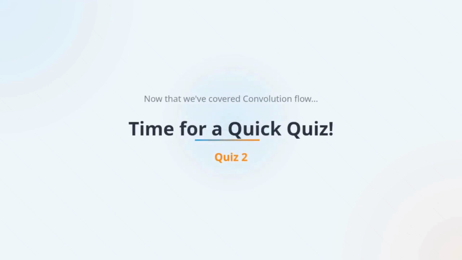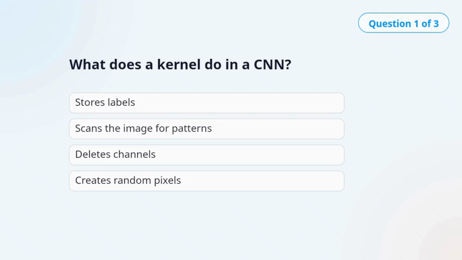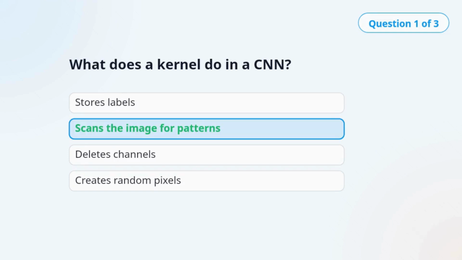Now that we've covered the convolution flow, let's test what we've learned so far. Here's quiz number 2. See if you can get it right. Question 1. What does a kernel do in a CNN? The correct answer is, scans the image for patterns. The kernel moves across the image and detects useful local patterns using multiplication and summation.